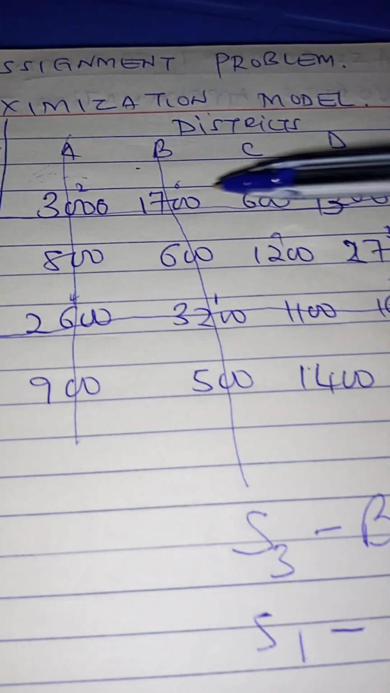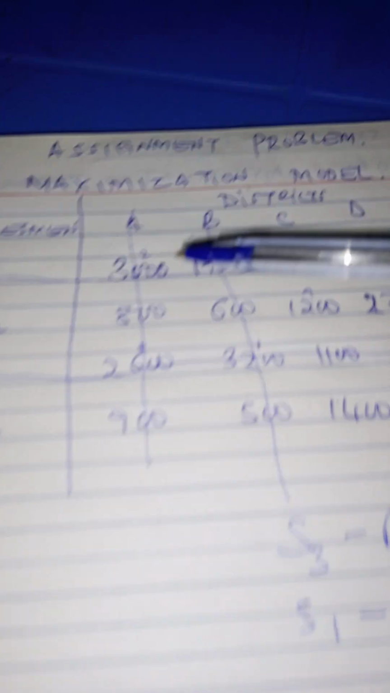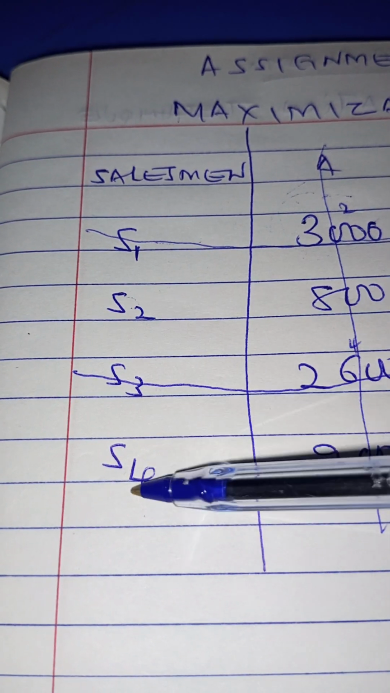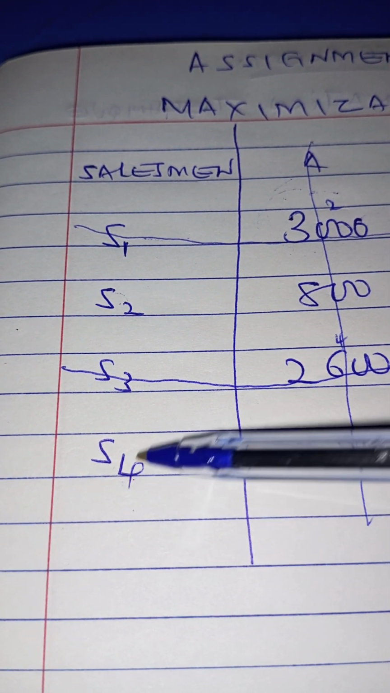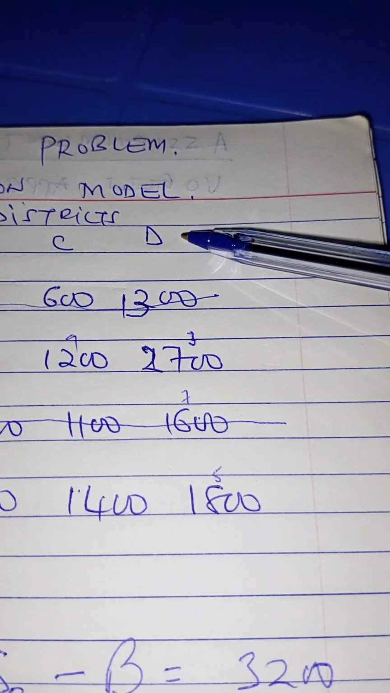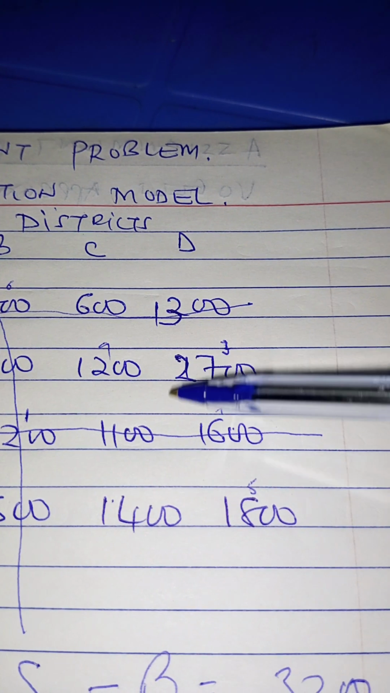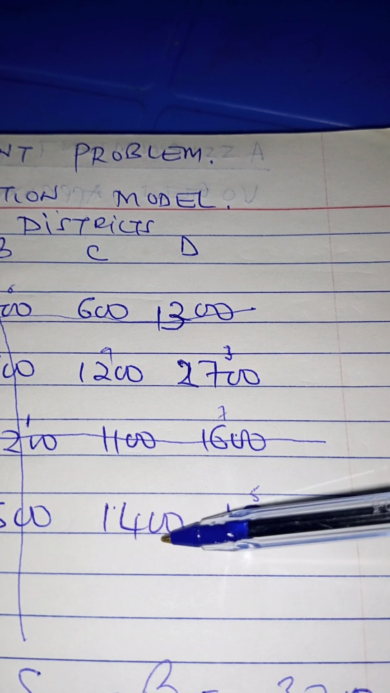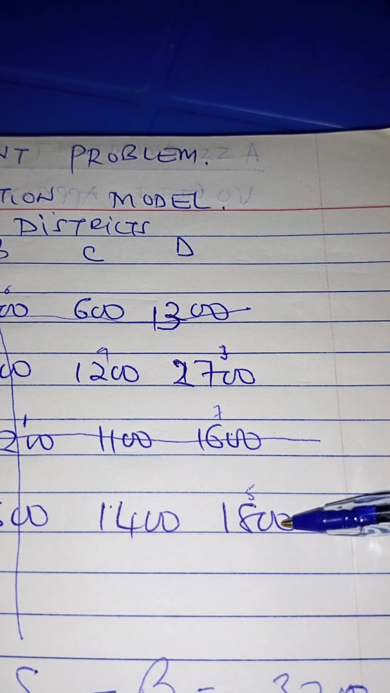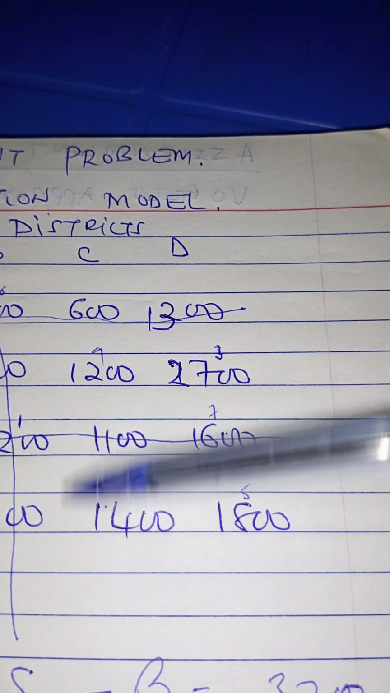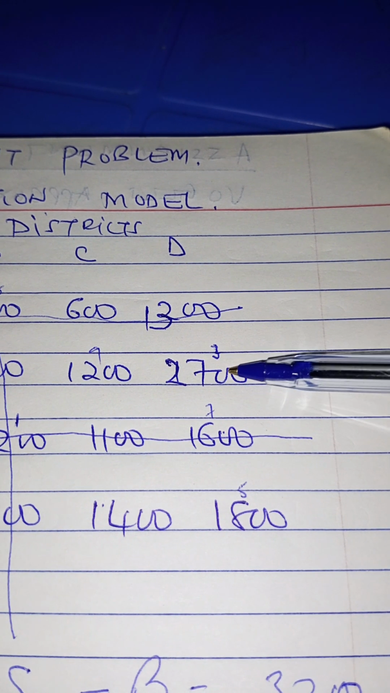Now, the remaining people that are not assigned are only S2 and S4. S2 and S4 have not been assigned to any of the 4 districts, but we can look also and see that C and D are not assigned. At the same time, we can see we have the figures 1200, 2700, 1400, and 1800. Out of these 4, we look at the highest number, and the highest value of revenue collected will be 27.